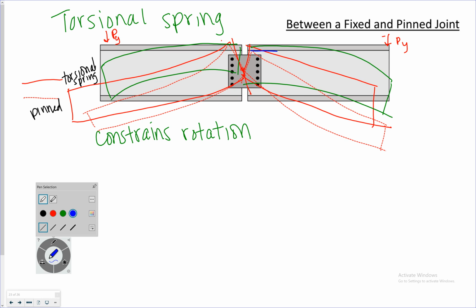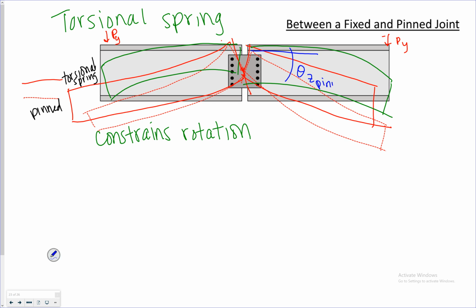So this is my theta for a pin joint. This is my theta for a torsional spring. So it just constrains the rotation a little bit more than a pinned, which is 0.